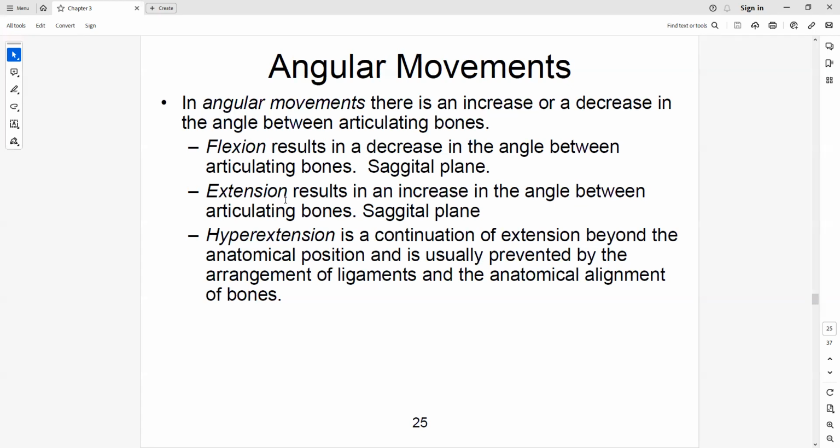So let's go back to the example of the forearm. You decrease the angle between the forearm and the humerus by flexing. To return the forearm into the anatomical position, you have to increase the angle all the way to 180 between the forearm and the humerus, and that movement is called extension. Again, this is all happening in the sagittal plane.